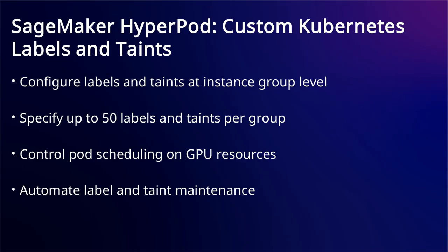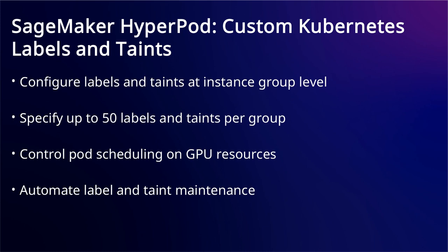Amazon SageMaker HyperPod users face challenges in controlling pod scheduling and integrating with Kubernetes infrastructure, leading to inefficient resource usage and operational overhead. The new custom Kubernetes labels and taints feature addresses these issues. You can now configure labels and taints at the instance group level, specify up to 50 of each per group, precisely control pod scheduling on GPU resources, and automate label and taint maintenance. This enables efficient workload placement, protects specialized nodes, and reduces manual intervention across node lifecycle operations.